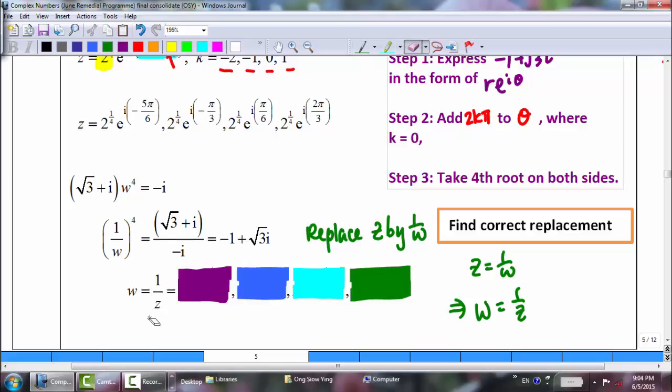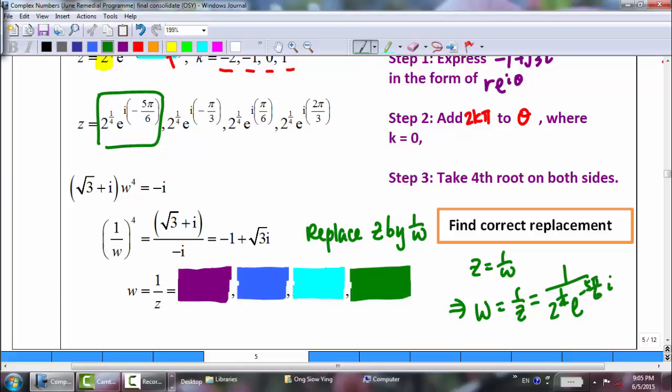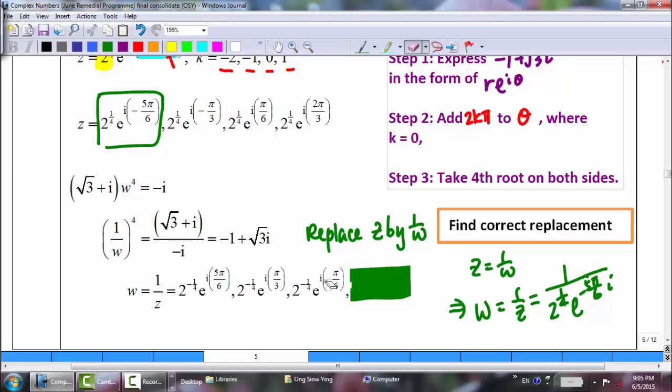Okay, and you have found your value for Z, and one of the values of Z you have found is one of the values. So how do you get the value for W? It's not too difficult, because it's 1 over, okay, minus 5 pi by 6 i, and you can just bring everything to the numerator, where the sign of the power will change. So for the first root, after you take the reciprocal, it will become 2 to the power of negative 1/4, then e multiplied by e to the power of 5 pi by 6 i. And similarly, you can obtain the rest of the other 3 roots. Okay?